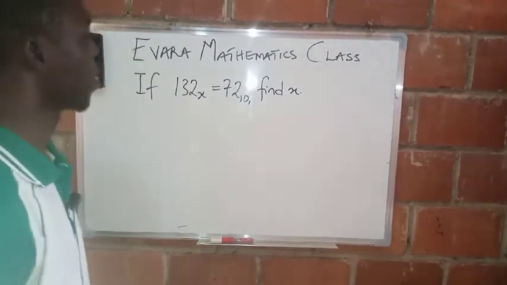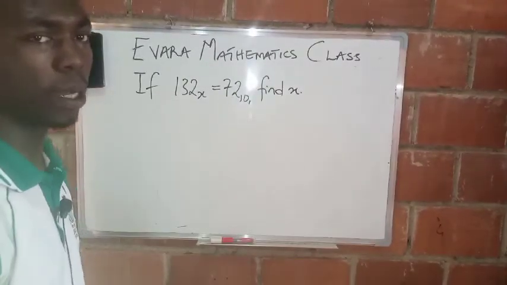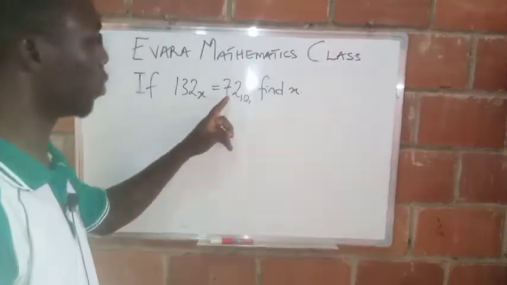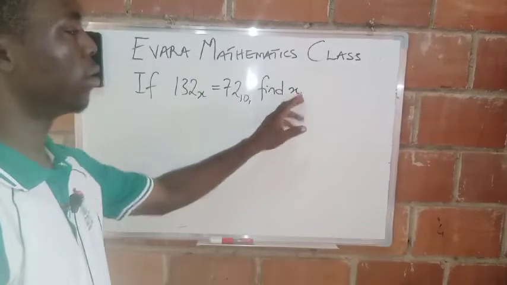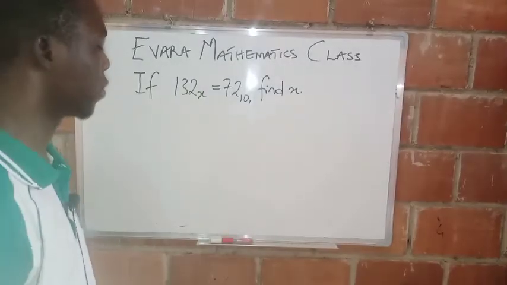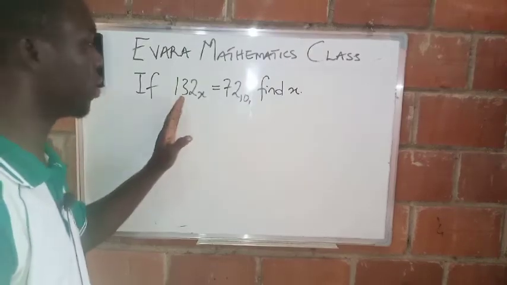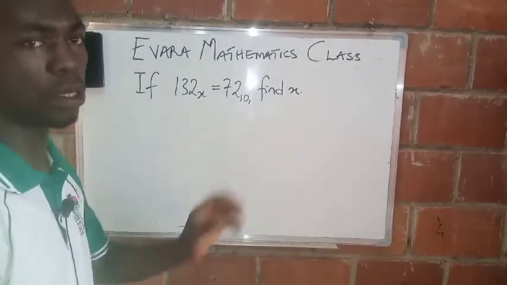Hello viewers at home. We have a question on number bases. If 132 base x is equal to 72 base 10, we are to find the value of x. So for us to get the value of x, we have to express the two sides in base 10.